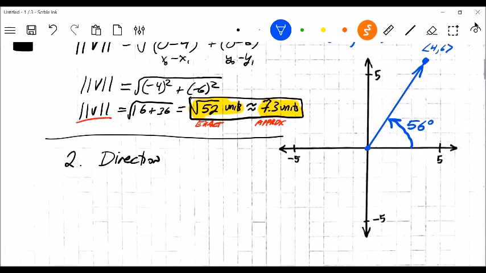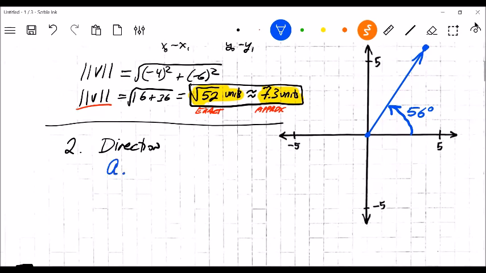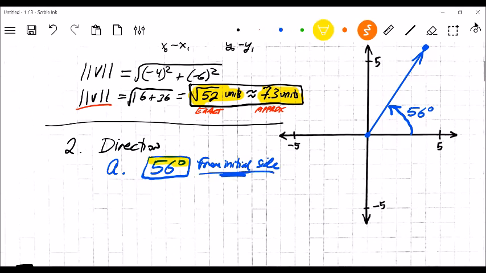But now, here's the thing to watch out for: there are two ways to have direction. A, the normal, simple 56 degrees coming from the initial side or from the 0, 0, initial side of the graph. That's called the initial side. But B is what we call the ordinal direction. Left out an E there, so let's fix that.